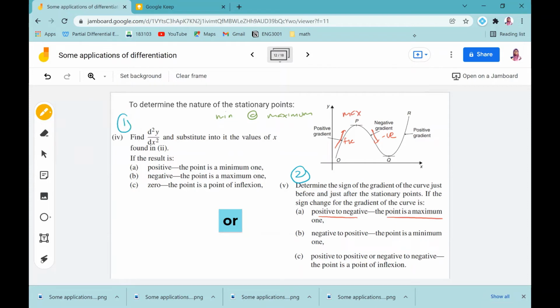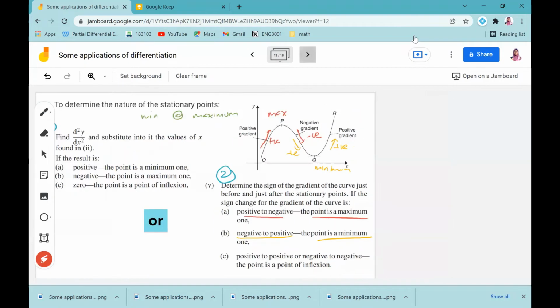What if we find that the gradient is negative to positive? In this case, this is negative, and then going past just after the turning point Q, it is positive. So the point is minimum, so Q here is minimum. And if the gradient is the same before and after, let's say positive to positive or negative to negative, the point is a point of inflection. Okay, so let's see some examples here.